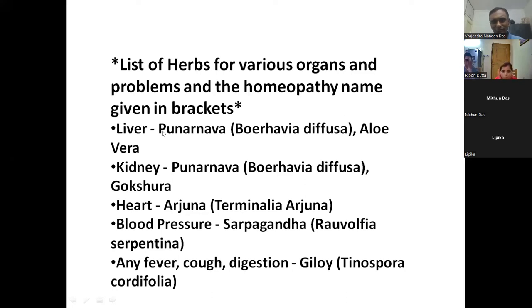So whether it is fatty liver, liver cirrhosis, or jaundice, the medicine is Punarnava. Now, since in Bangladesh you may not always get Ayurvedic herbs so easily, you can get this Punarnava in homeopathic shops in a homeopathic form.